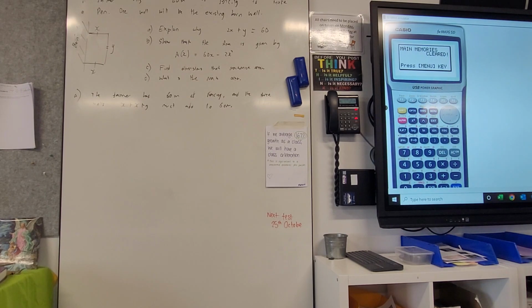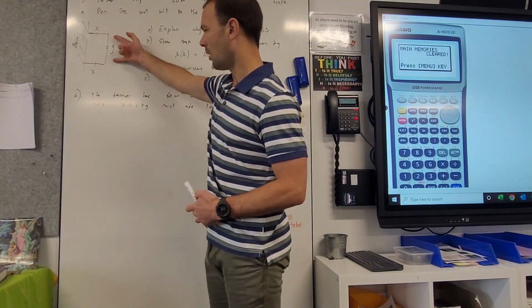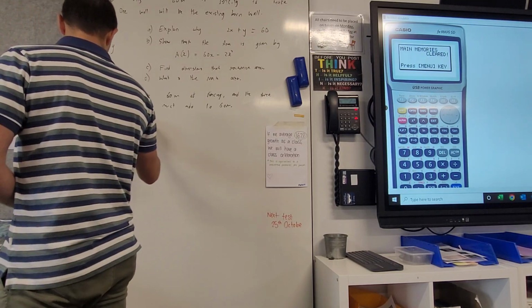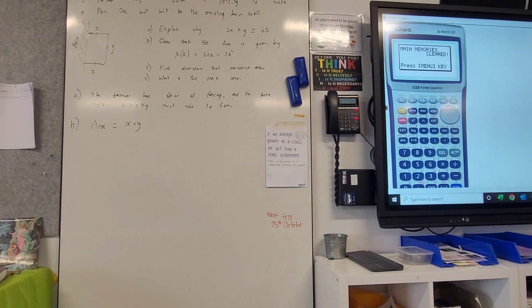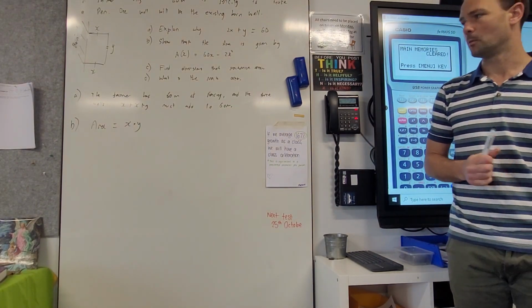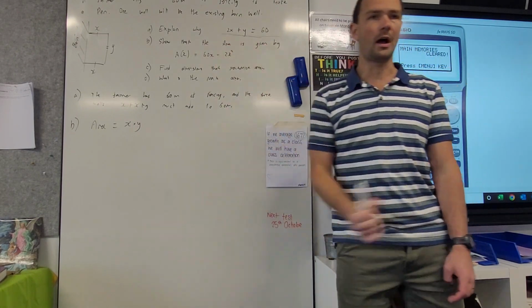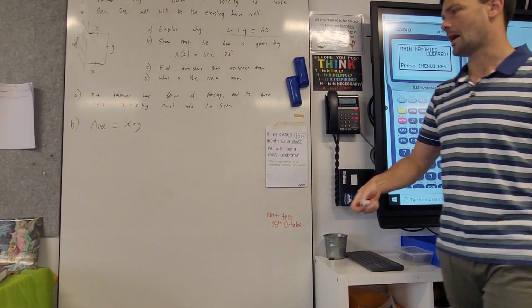Okay, part B, show that the area is given by this equation. Well, the area here is x times y. So the area of the pen is x times y. But here we have 2 variables. We've got x and we've got y. And whenever we're solving an equation, we need to isolate it to one variable. Fortunately, we do have another equation. We do have 2x plus y equals 60. So we have a relationship involving x and y.